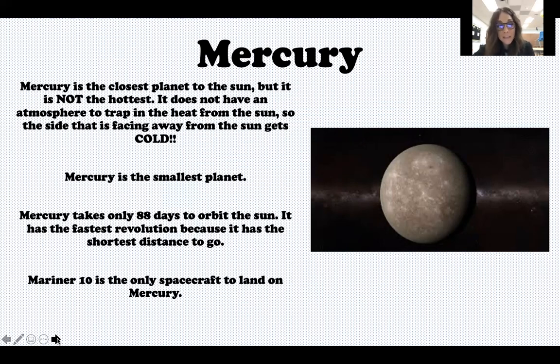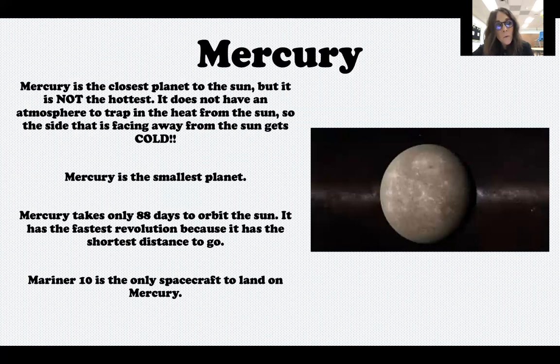It has the fastest revolution because it has the shortest distance to go. So we talked about last week, the Earth's revolution period is 365 days or 1 year. Mercury's is only 88 days. That's not even 3 months. Okay, that's very short because it's closest to the sun. It doesn't have very far to go.